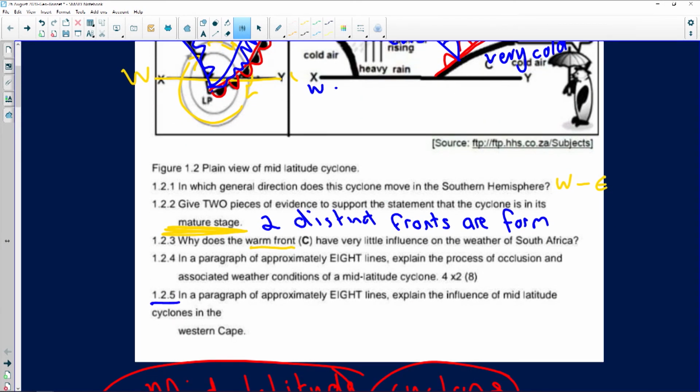Now, question 1.2.5. In a paragraph of approximately 8 lines, explain the influence of mid-latitude cyclones in the Western Cape. Now, grade 12s, always think you're a geography student. Keep this in mind: economic, social, environmental consequences. Okay. Now, when we look at mid-latitude cyclones, it's not always just bad.